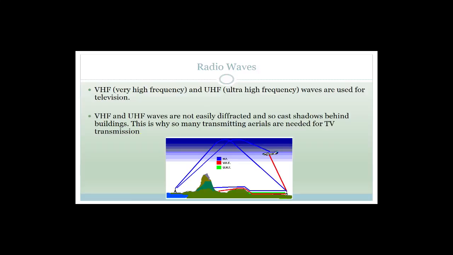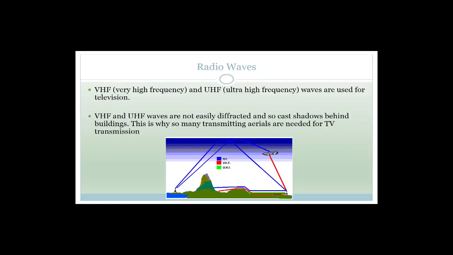VHF is very high frequency and UHF is ultra high frequency. If you've ever tried to use your remote to automatically tune your TV in, you just press the button and watch the screen. It ticks through from 0 to about 500 and says VHF, and then, if you're lucky, depending on your TV, it changes over automatically to UHF and ticks through all the UHF channels to find the best possible viewing for you. In other words, it tries to find the channels that have the best reception.